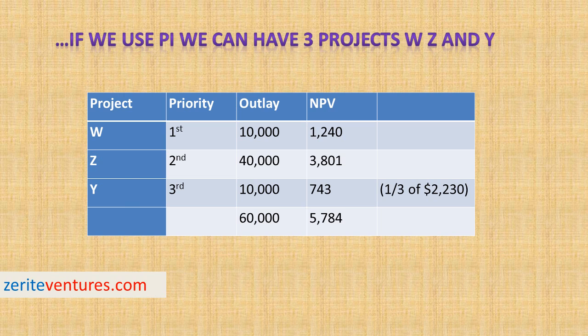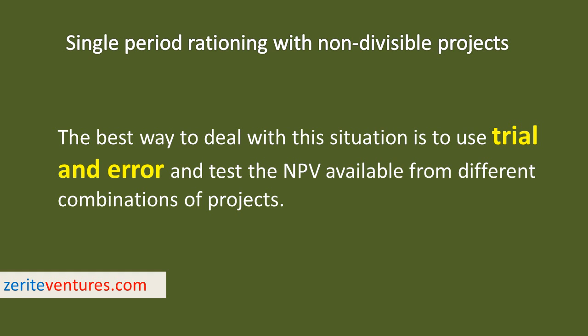Now let's look at single period rationing with non-divisible projects. Supposing the projects are not divisible, then the method we've just talked about here is not going to result in an optimal solution. The best way to deal with this situation is to use trial and error and test the NPV available for the different combinations of projects. This can be a laborious process if there are a number of large projects available.